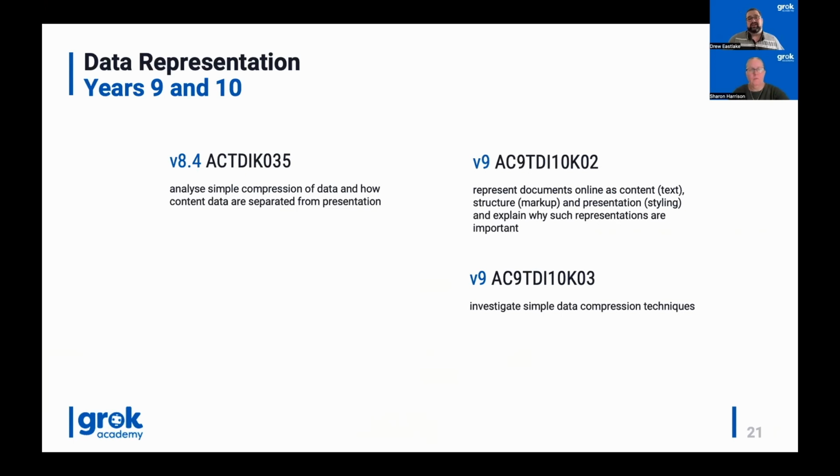And I mentioned in the year 7 and year 8 example that it was a lot clearer. And I think it's even more evident here. These are very different links that are now clearly broken apart. You can see here that we need to represent documents online as text, structure or markup, and presentation styling, and explain why such representations are important. We also need to investigate simple data compression techniques.